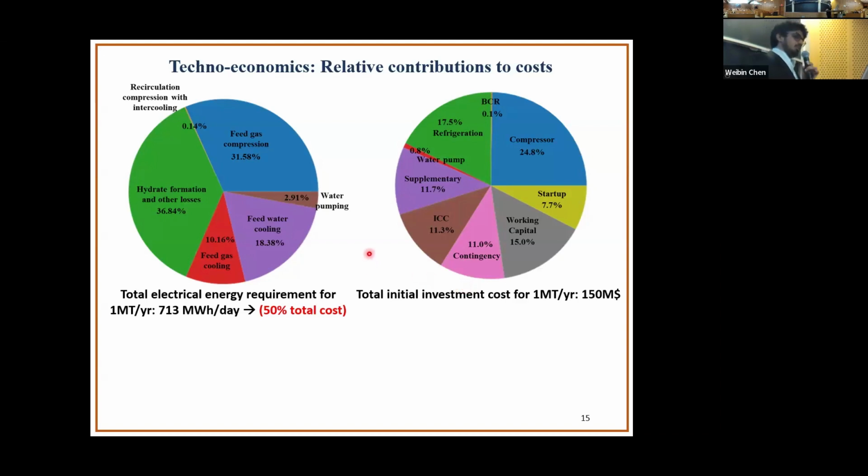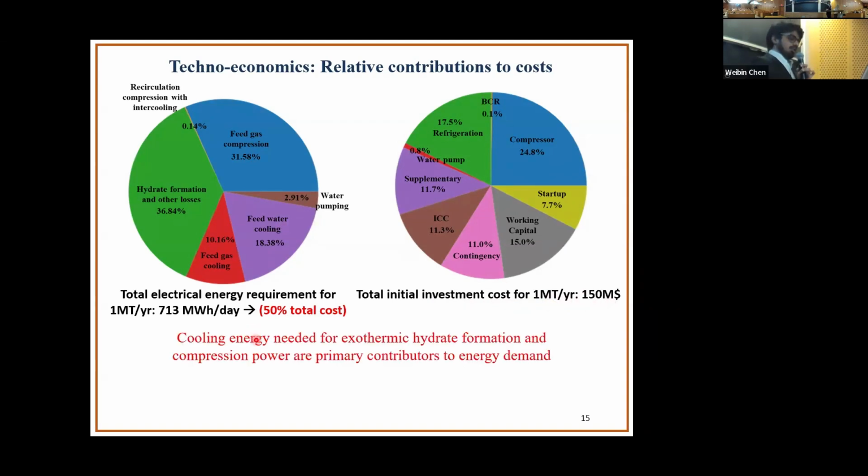If you look at the cost contributions in our one reactor, for a 1 million per year project for 30 years, we are looking at around 700 megawatt hour per day, which is about 50% of our total cost. The emission investment cost is about 400 per year, about $150 million. Among these, the cooling energy needed for hydrate formation, which is green power, and the compression power, which is blue power, are primary contributors to overall energy demand. Refrigeration and compression, again the green and blue, are primary contributors to energy capex.